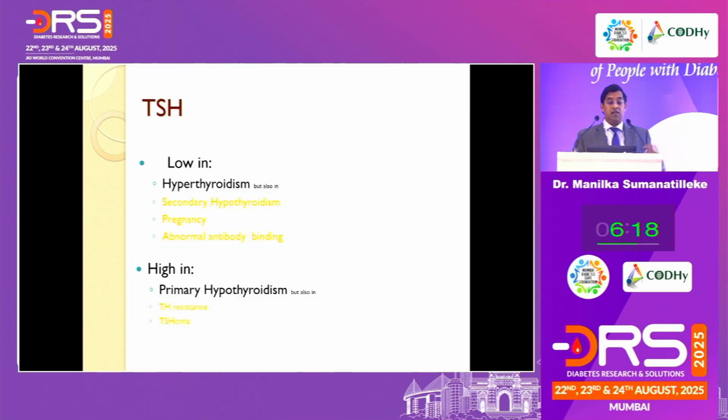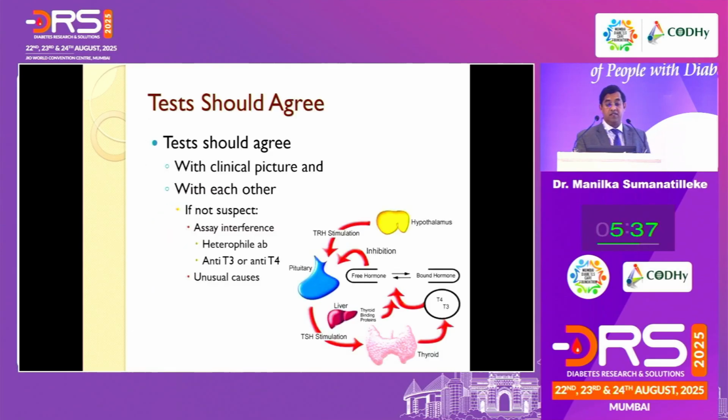So let's get on to it. TSH is still enough to diagnose hyperthyroidism, suppressed to less than 0.1. Still you could diagnose it, then you do a free T4 later, but it could also be low in secondary hypothyroidism, pregnancy as shown, and if there is abnormal antibody binding. TSH may be high in hyperthyroidism, obviously thyroid hormone resistance and TSH-oma. What's the difference? Very rare things. In TSH-oma, the patient will be clinically thyrotoxic, and in thyroid hormone resistance, mainly they'll be hypothyroid, but the TSH will be high. These are rare instances that you should know.